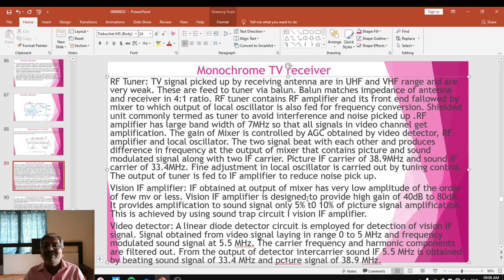The vision IF amplifier is designed to provide a high gain of 40 dB to 80 dB. It provides amplification to the sound signal of only 5 to 10% of the picture signal amplification. This is achieved by using a sound trap circuit in the vision IF amplifier.